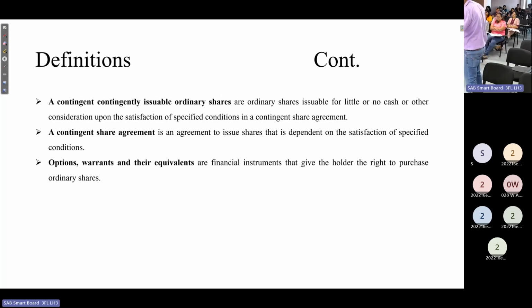Financial instruments give the holder the right to purchase ordinary shares. Right to purchase ordinary shares. You have the right, and whether to exercise or not is up to you.